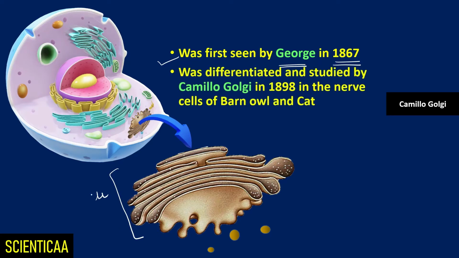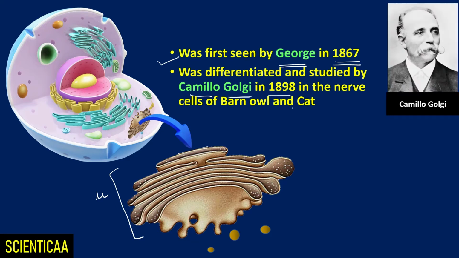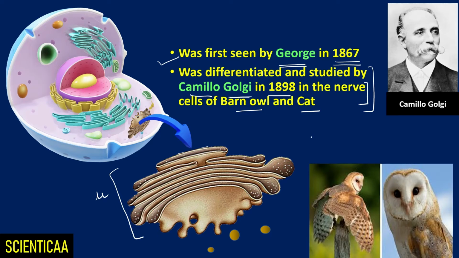So, Camillo Golgi in 1898 became the first scientist to differentiate it and to study it in the barn owl and cat. So he studied the nerve cells of the barn owl and cat, and he was able to differentiate this organelle and study it as well. Therefore, the organelle has got its name from the scientist Camillo Golgi.